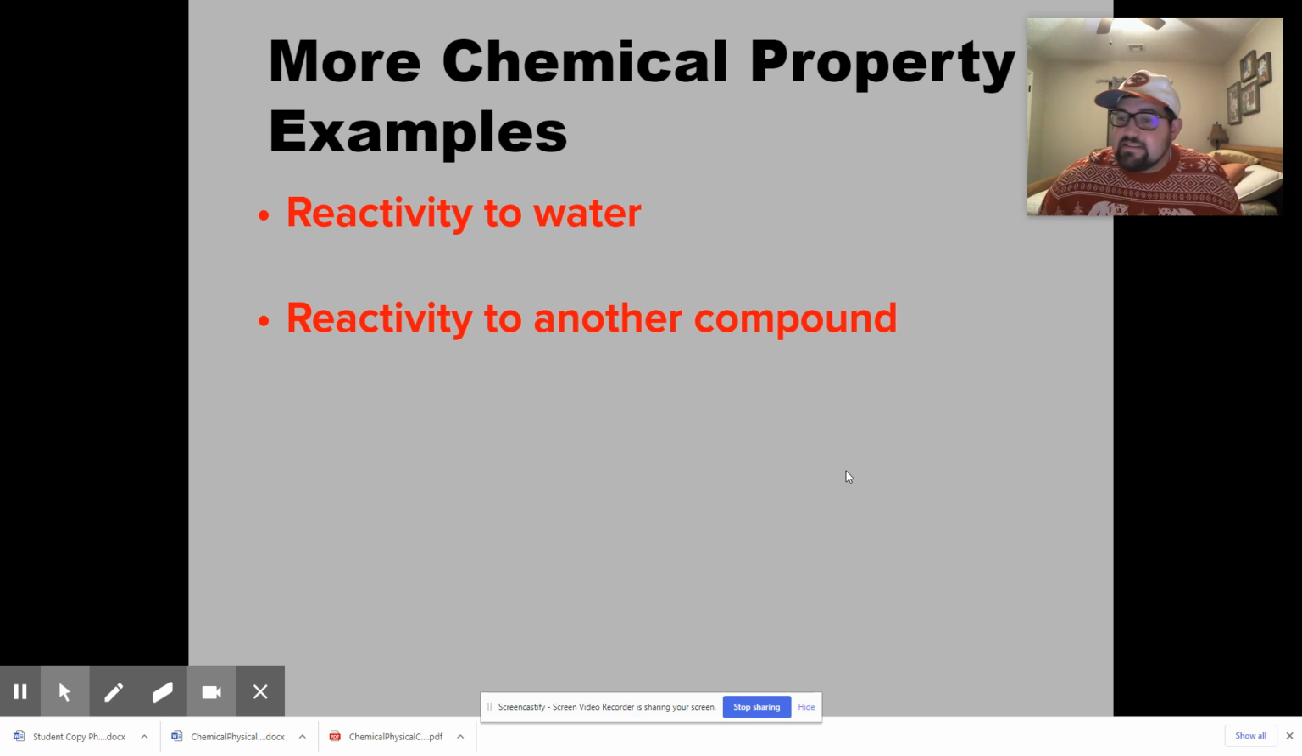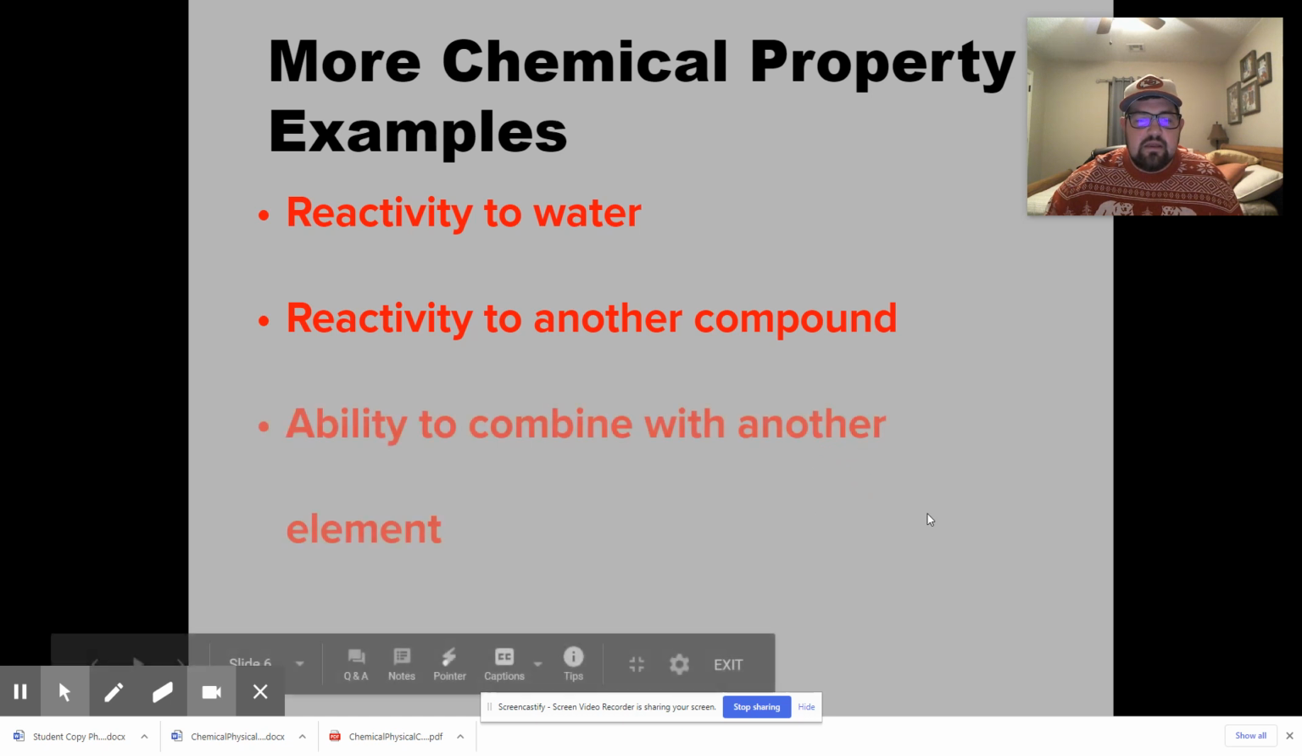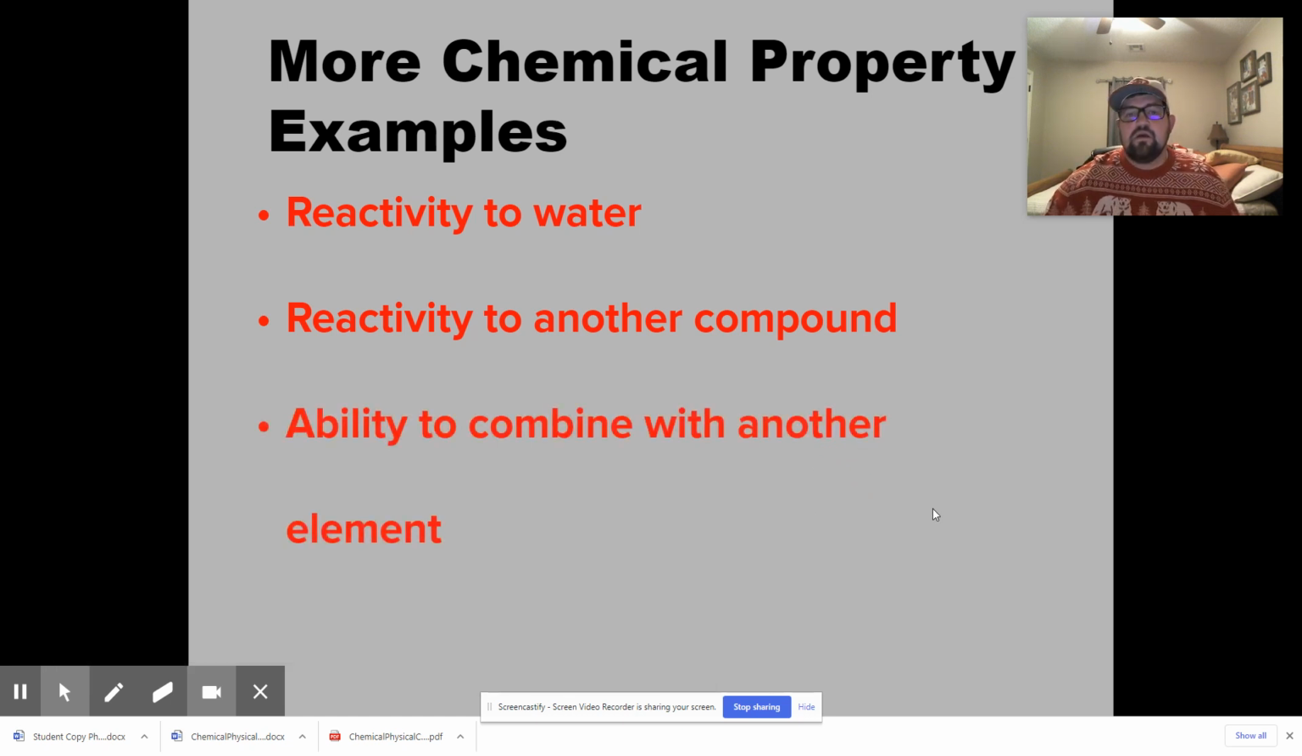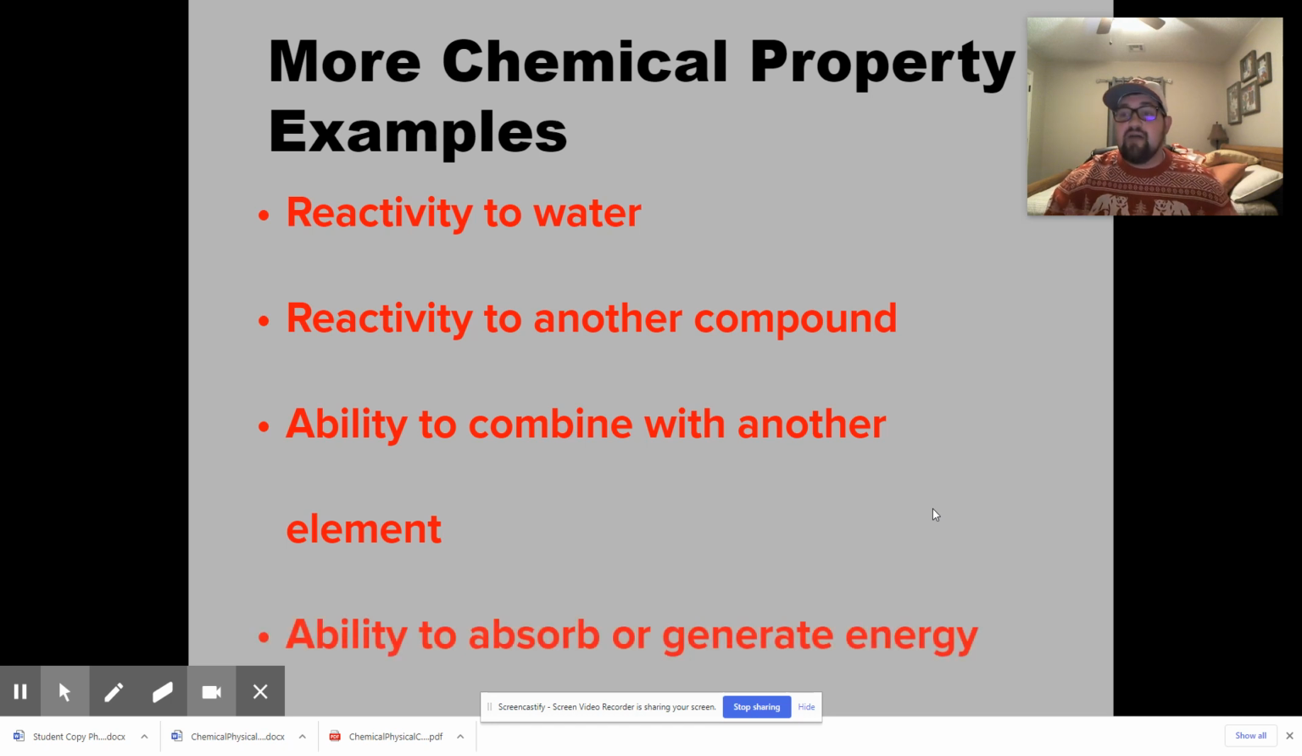It may not be acids and bases only. There are other compounds that do react. And so the ability for it to react is a chemical property. And then the ability to combine with another element. And so when we talk about reactivity, that kind of means reaction, which is kind of where we're going in chemistry. So these are things that the ability or the potential to have these things happen, to absorb or generate energy. And so we call those endothermic or exothermic reactions.